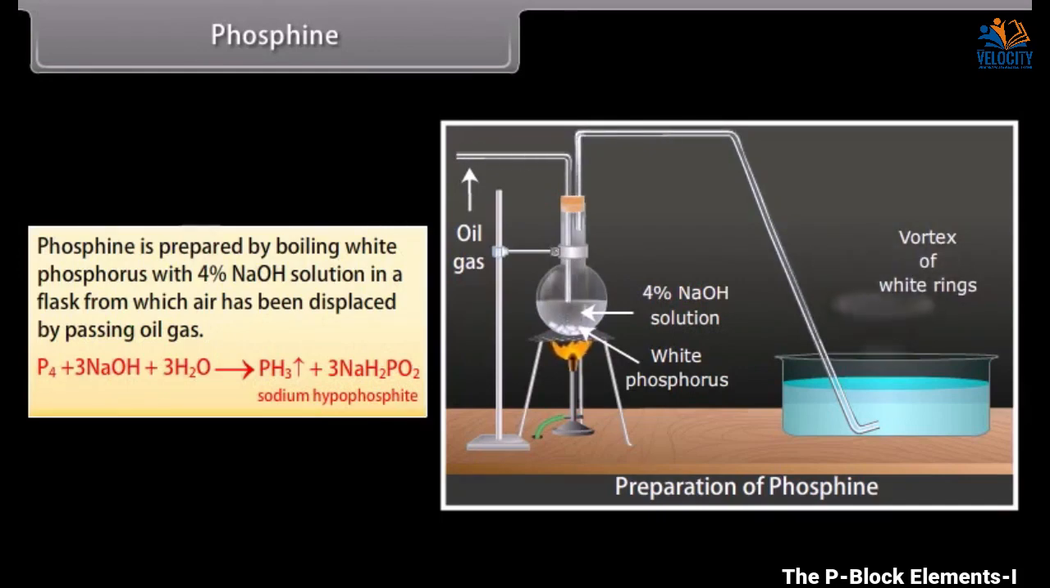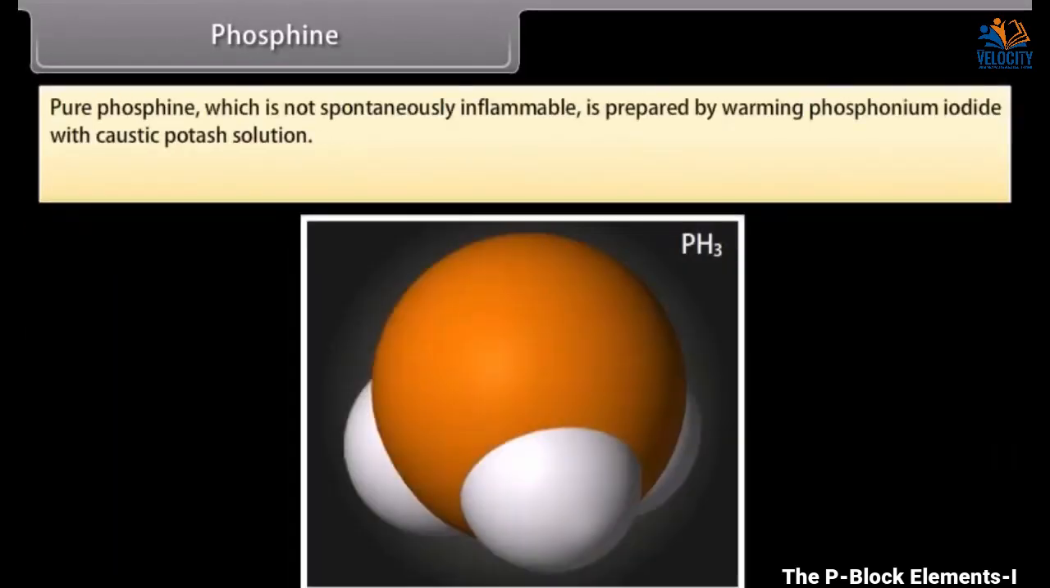PH3 contains considerable amounts of H2 and a little P2H4, and is inflammable in air. Impure phosphine bursts into flames as it comes in contact with air and forms a vortex of white rings of P4O10. Pure phosphine, which is not spontaneously inflammable, is prepared by warming phosphonium iodide with caustic potash solution.